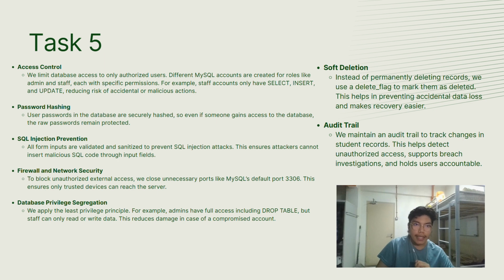We limit database access to only authorized users. Different accounts are created for roles like admins and staff, each with specific permissions. For example, staff accounts only have select instead of update to reduce risk of accidental or malicious action. Secondly, password hashing, where user passwords in the database are securely hashed. So if someone gains access to the database, the raw passwords remain protected.